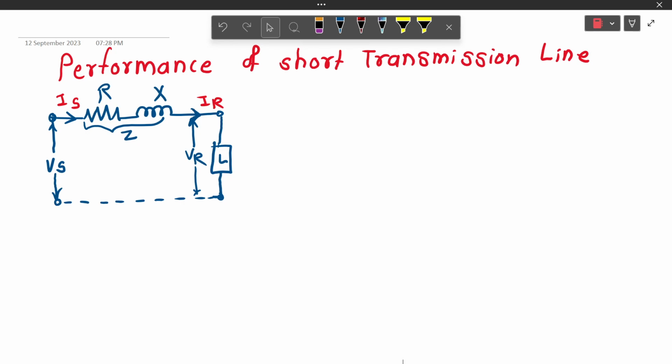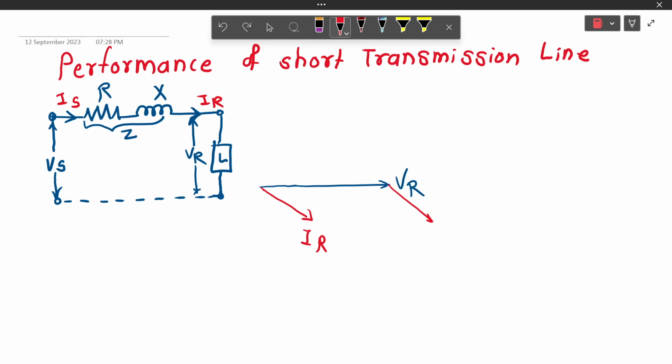Consider first VR as a reference. So, this is VR, as VR is the receiving end voltage which is across the load. For the load, generally the loads are inductive in nature, hence the current passing through load is considered as IR, which is lagging in nature.